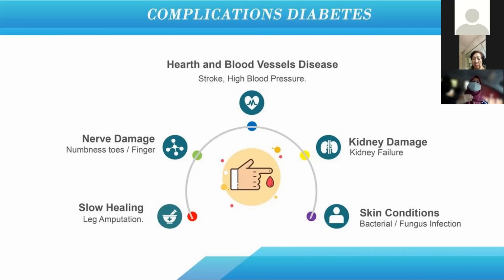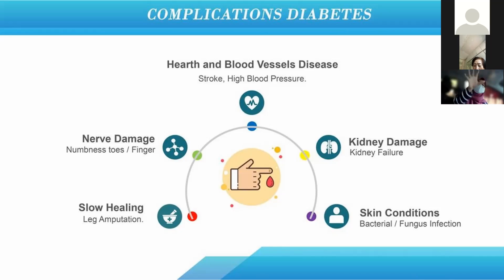And the last one, skin condition. Okay, again, skin condition has a connection with the slow healing. Remember the wound I said just now? If your skin has a wound, it's very slow healing. So that's why the bacteria can multiply on the skin, and that's why you have these skin conditions. So again, complications of diabetes have 5 major: slow healing process, nerve damage, heart and blood vessel disease, kidney damage, and also skin condition. So these are 5 major complications that could lead to death.